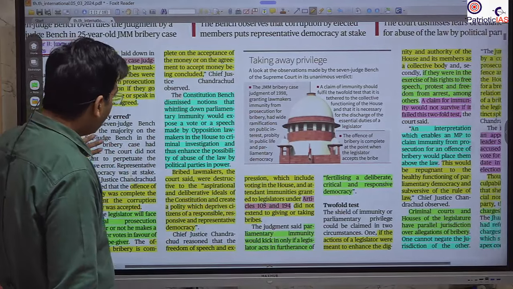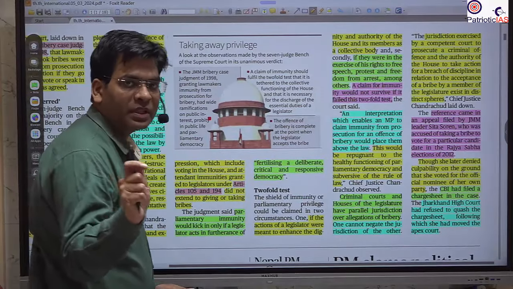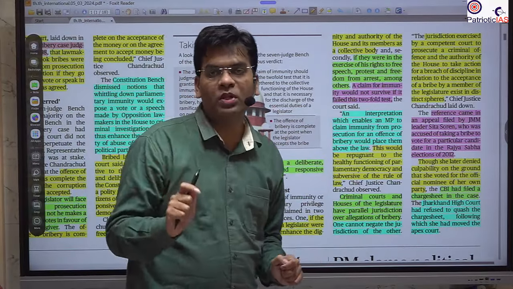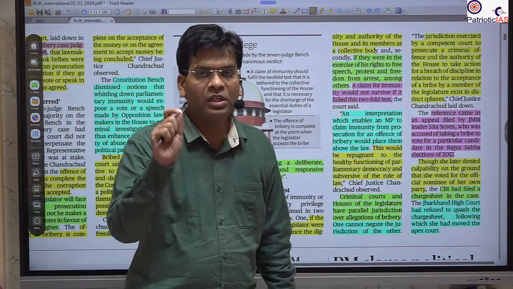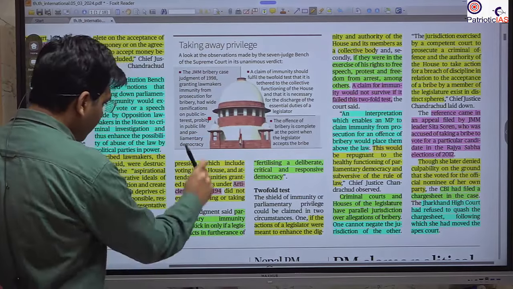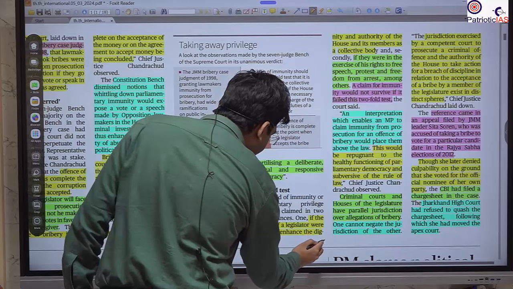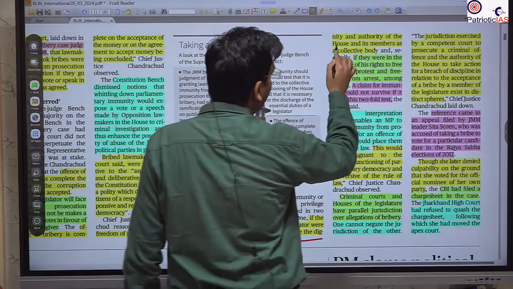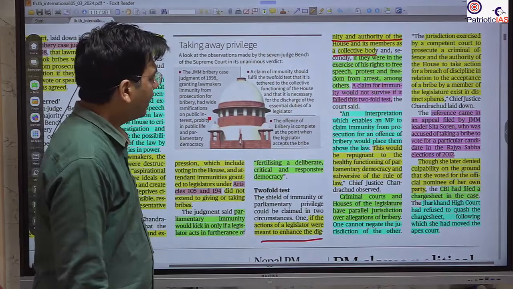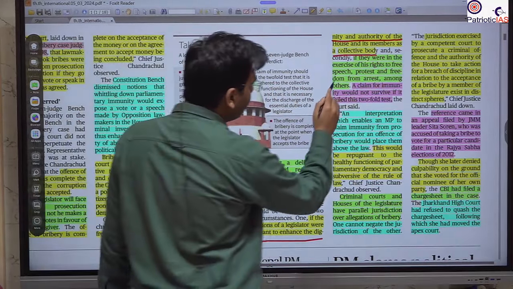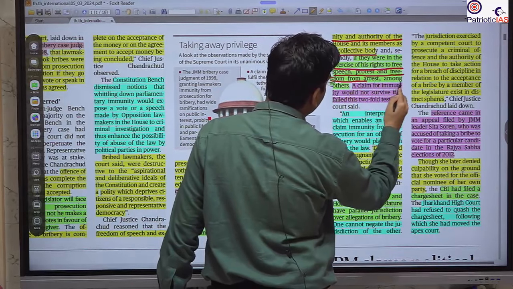Here a lot of statements have been given. One more thing you should remember is that in this judgment the Supreme Court came up with a two-fold test. Whenever immunity comes into question, the two-fold test will apply. The first restriction is that if the action of the legislature was meant to enhance the dignity and authority of the House, then they will be protected under the immunity. And the second is that if they were in the exercise of their right to free speech, protest and freedom from arrest, among others.